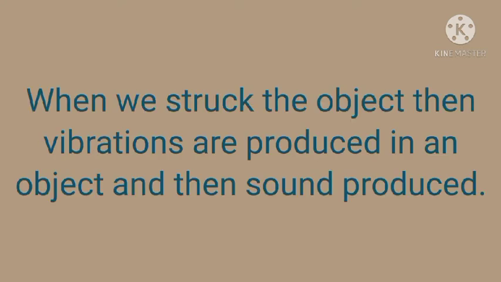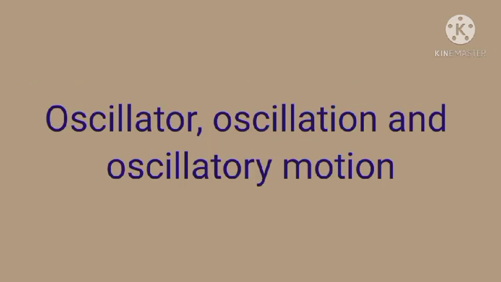When we strike any object or when we pluck any object, then vibrations are produced in the object, and when the vibrations are produced, then sound is produced. Means vibrations are very essential for the production of sound. Without vibrations there is no sound. Now let's see about the oscillator, oscillations and oscillatory motion.